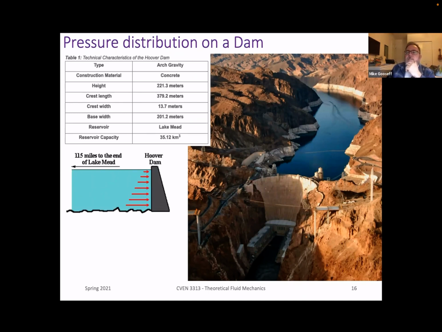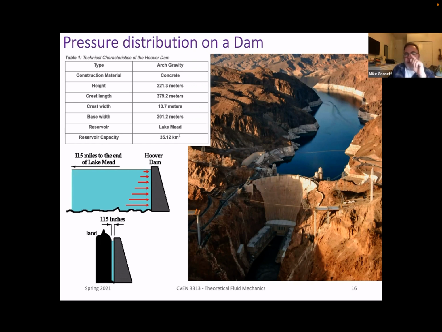Now, does it matter that I have 115 miles of water behind the dam? What if I only had 50 miles? Would it be the same pressure distribution? What if I had 1 mile? Would it be the same pressure distribution? What if I changed from 115 miles to 115 inches? Would I still have the same pressure distribution? And the answer is yes. It does not matter how far back you are storing water. Hydrostatic pressure distribution does not care about the X and the Y.